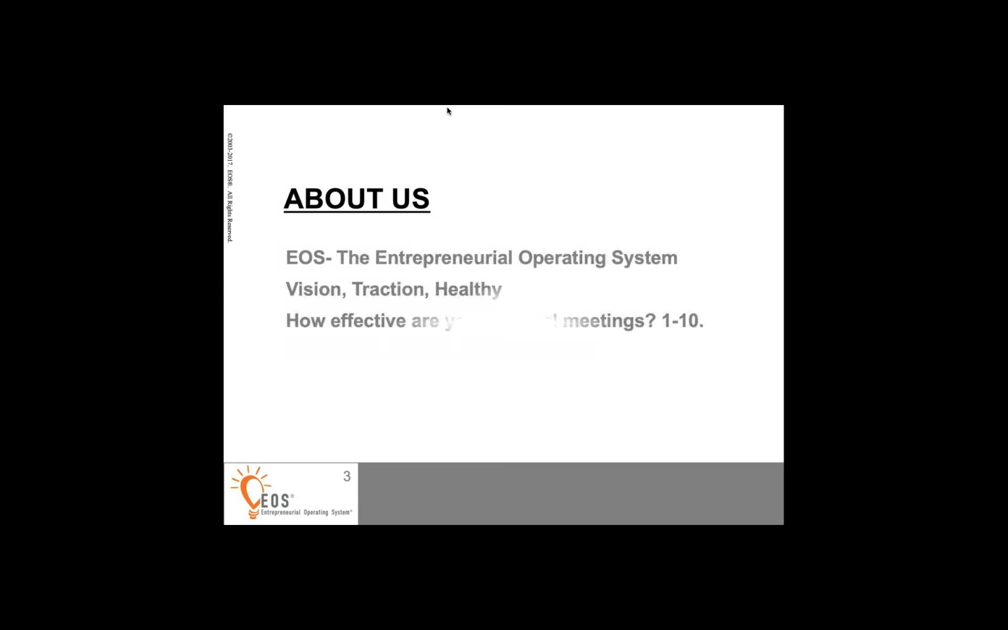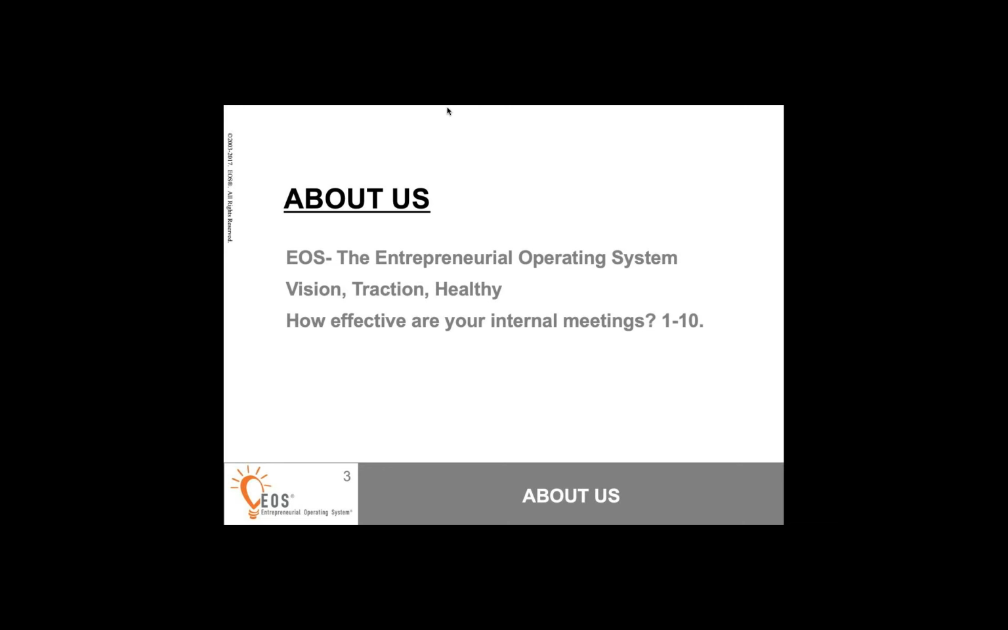So I guess to start, a little bit about us, EOS, what I do. I'm an EOS implementer, and EOS stands for the Entrepreneurial Operating System, and it's designed to help you get what you want from your business. It does that by giving you a complete set of simple, powerful tools, and a proven process to get those in place. And we do three things.